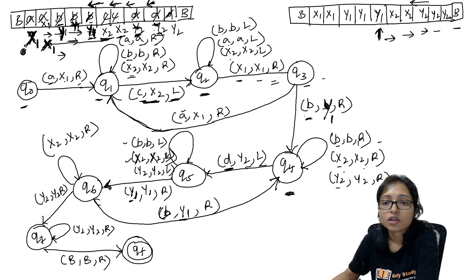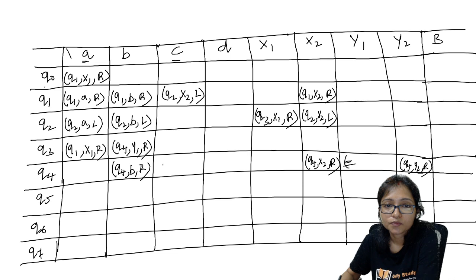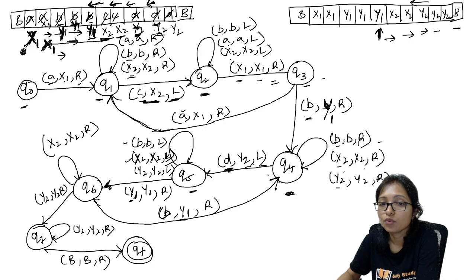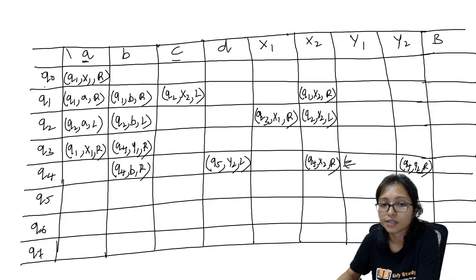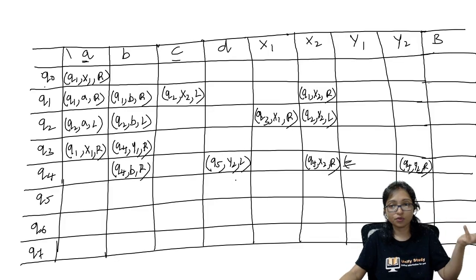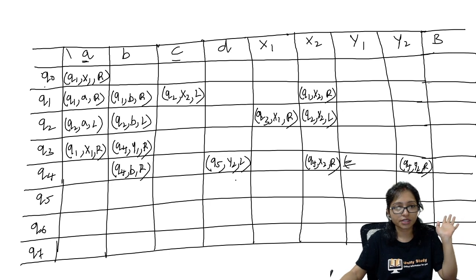That is done. Now, only whenever I am getting D does it ultimately change. So when I am getting D, I go to Q5 state, replace it with Y2, and move to the left direction. This is your Q4, so all of Q4 is done.